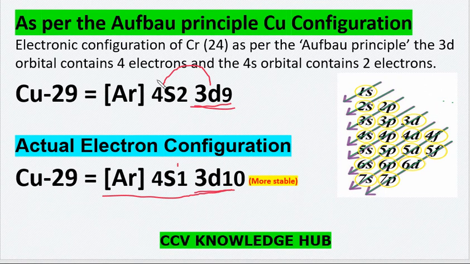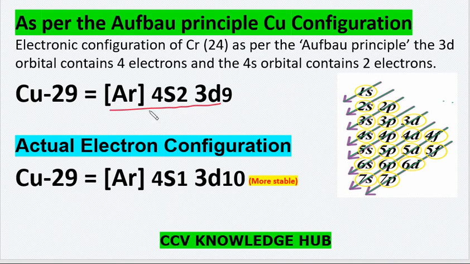So let's see the same concept for copper. The second one is copper. If you see the copper electronic configuration according to Aufbau principle, copper atomic number is 29, so argon 18, 4s2, 3d9. So this is the expected electronic configuration of copper, and it is a violation of Aufbau principle, right?